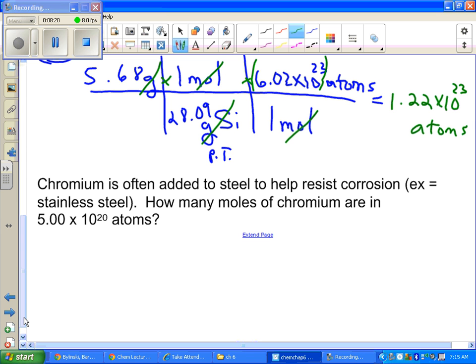Last problem here. Chromium. Okay, it's another metal that is added to steel to help resist corrosion. Get it like stainless steel. Okay, it doesn't stain. So what do we have here? In this example, I have atoms, and I'm trying to find mole. So it doesn't matter if you're starting with this large scientific notation number. Atoms is supposed to be bigger because they're very tiny, and there's a lot of them. So write it down.